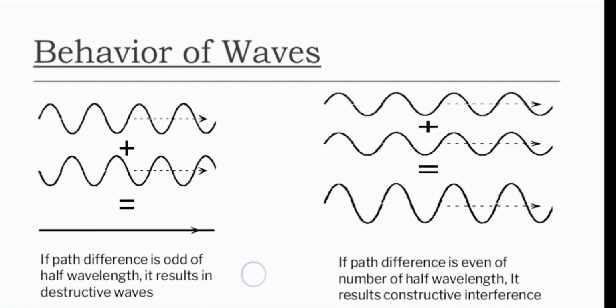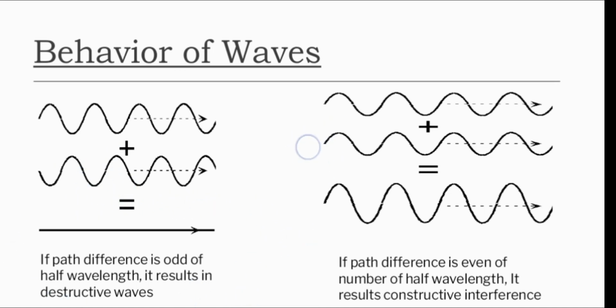We will discuss what path difference is and what wavelength is, but right now you can see that this wave is originating from the upward side and this one is originating from the downward side. Ultimately they will overlap, and when they overlap their effect will be cancelled out. That is why this is destructive.